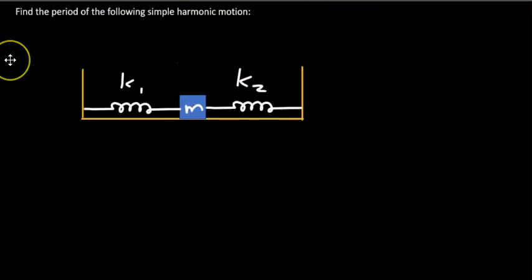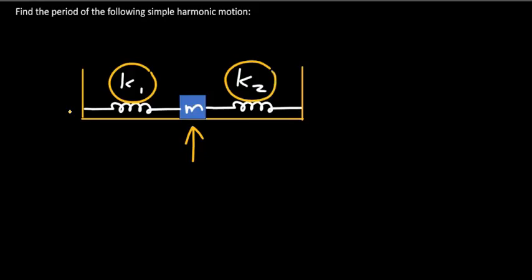In this video, we shall look at a problem associated with the calculation of period of simple harmonic motion. Problem 1. Assume that you have the following simple harmonic system. So this mass M is connected on either side by two springs. The one on the left has a spring constant K1, and the one on the right has spring constant K2.